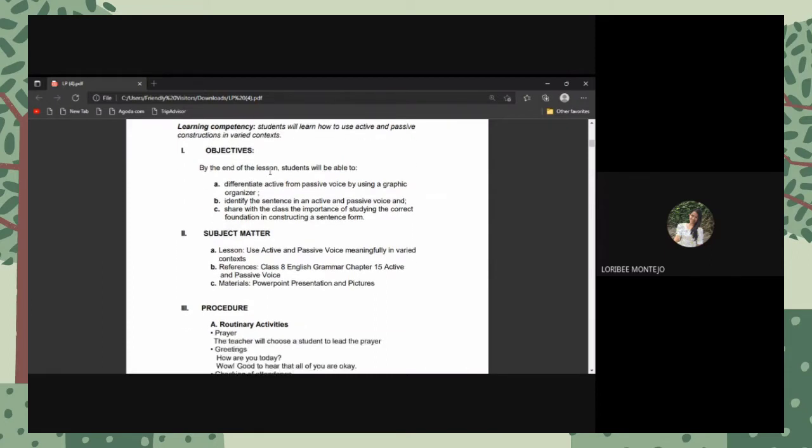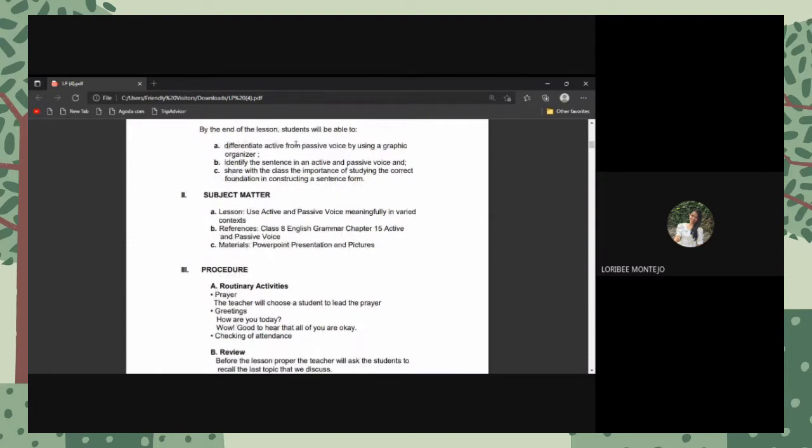By the end of the lesson, the students will be able to: first, differentiate active and passive voice by using a graphic organizer. Second, identify the sentence in an active and passive voice.